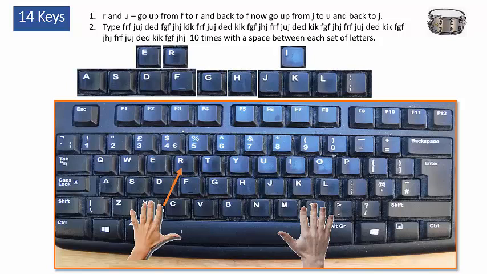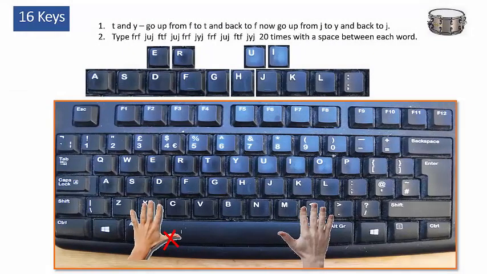There they are. There's the U. So you've got F, R, F, J, U, J. And they're both with the first finger on the left hand and the right hand. Don't use the left thumb. See if you can be rhythmical.